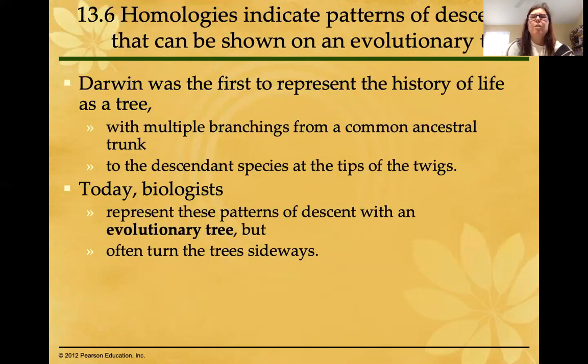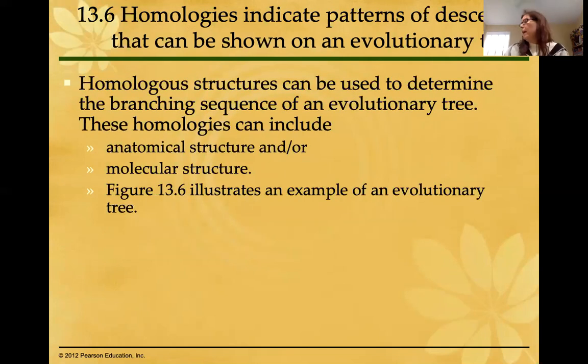Darwin was the first to represent the history of life as a tree, with multiple branches from a common ancestor with a trunk. When we do this tree, we have branches that have ended in extinction, and other branches that have diverged. Today we call this an evolutionary tree. Oftentimes we turn it sideways, and I'm going to show you that tree here in the middle.